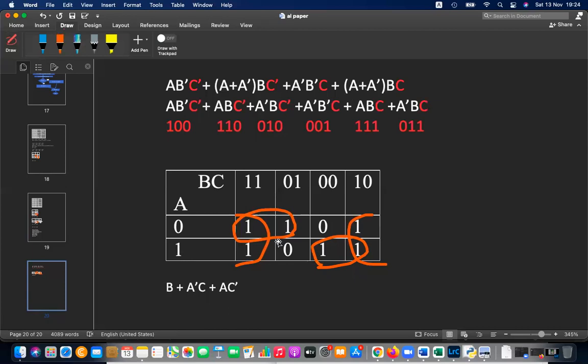Actually, with the K-map you can get more answers, right? Here also you can get A naught, B naught, C naught using this ABC, using that product of sums. Whatever method you can use to get the answer.